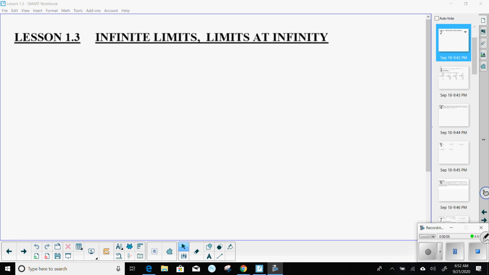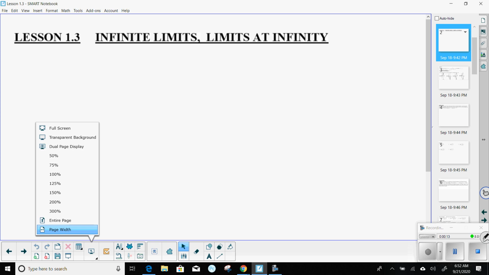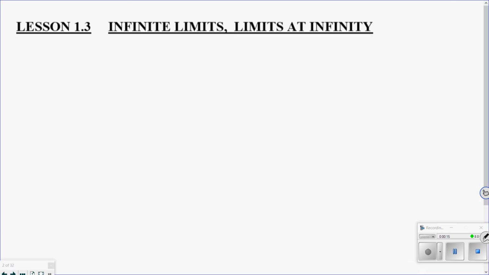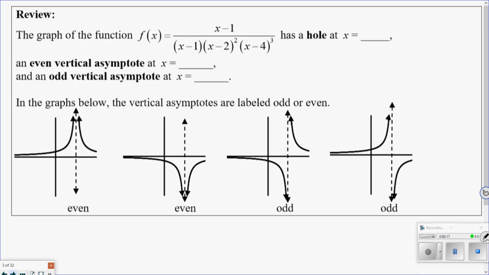In 1.3, we're going to still talk about limits, so more about limits. And then we're going to talk about infinite limits and limits at infinity. When we talk about infinite limits, we're dealing with vertical asymptotes. So this is something you did in Math 3. We've talked a little bit about it in previous lessons. We're going to kind of tie that all together here.